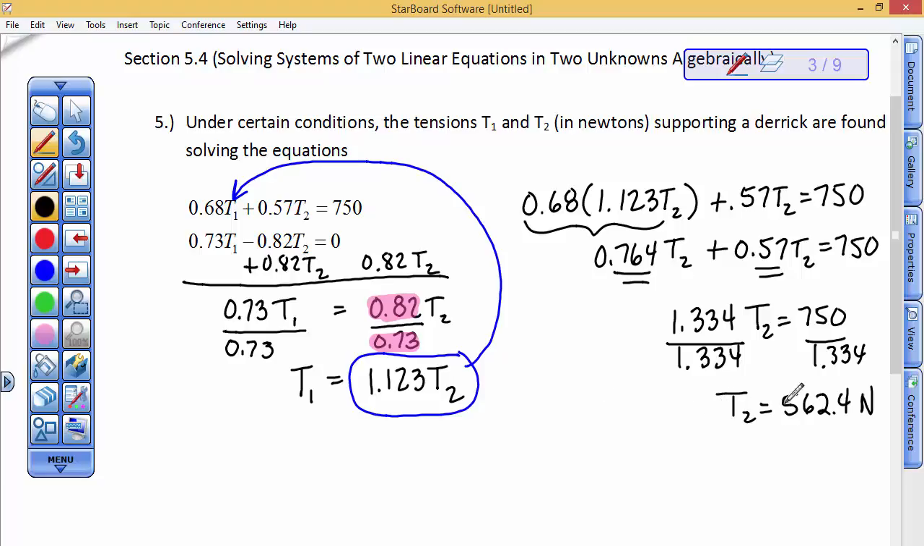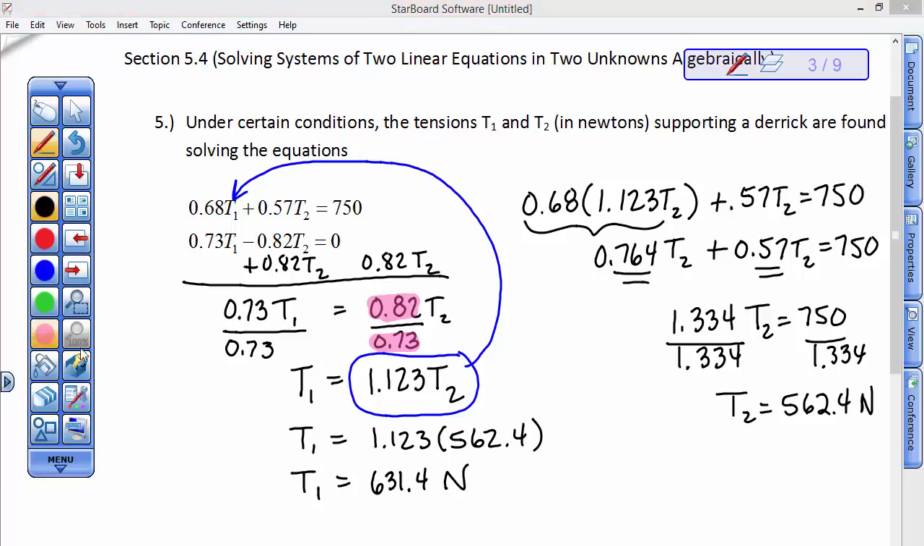Now, once I know t sub 2, I go into this rearranged equation over here, and I just take this 1.123 and multiply it by the 562.4 newtons, and I get 631.4 newtons. Now, don't forget, I have my two solutions now. I have t sub 1 equals 631 and t sub 2 equals 562.